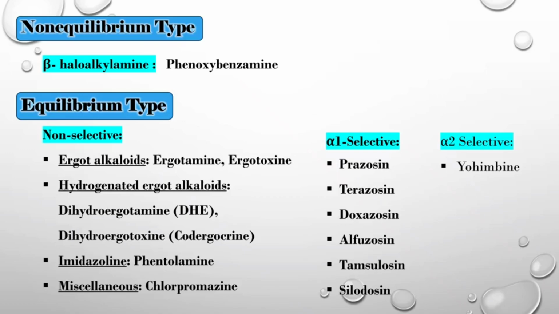Next, imidazoline. Miscellaneous have chlorpromazine. Then selective blockers. Selective blockers have alpha 1 selective and alpha 2 selective. Alpha 1 selective, example prazosin, terazosin, and etc. Alpha 2 selective, yohimbine.